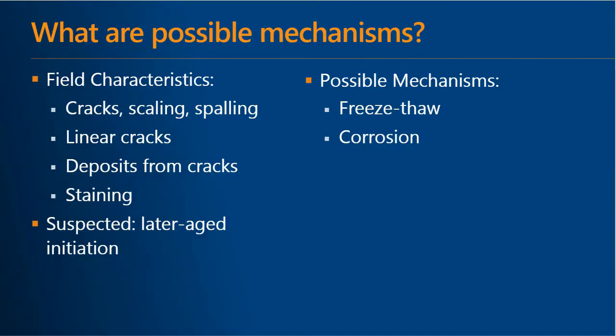So when we see this in the field, again, it may start as cracks, but it may develop more to scaling or spalling of the exposed surface. And sometimes you'll see deposits from those cracks and associated staining as well. These are suspected later age mechanisms that may be related to freeze thaw and or corrosion.